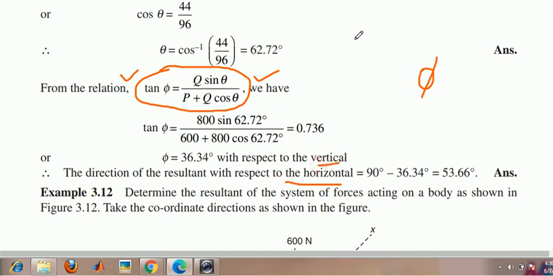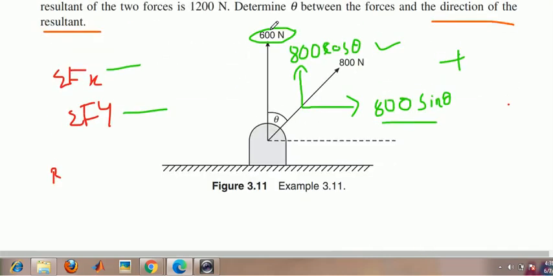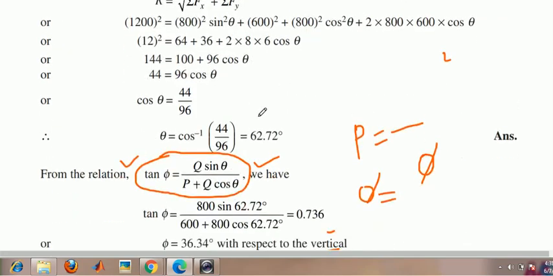So if you are considering the P value in this expression, that is the vertical force we have considered. So whatever direction we obtain, that angle may be with respect to horizontal or it may be with respect to vertical. So any one of the forces you have to consider as P and Q. So here two forces are there, 600 and 800. So you just substitute the values.